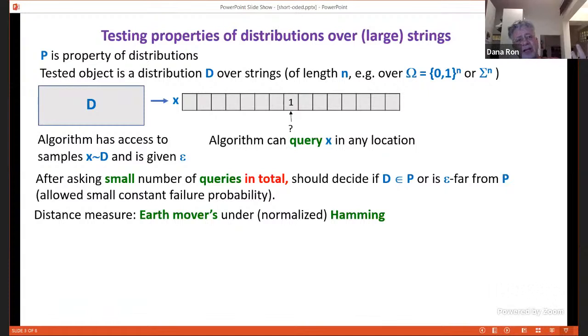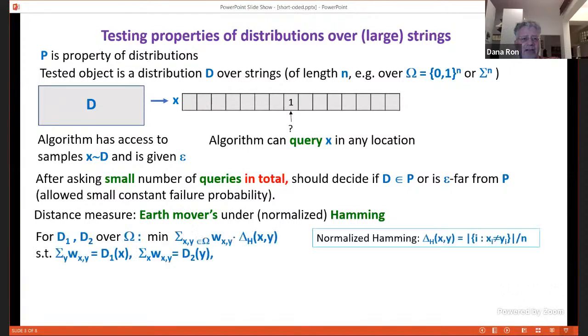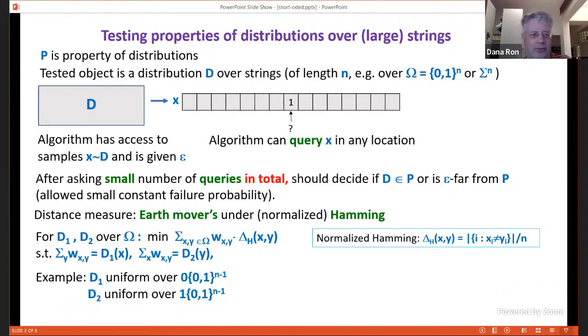So the thing that is natural here is to say that if you move some probability mass from one string to another string, you don't pay a unit cost like you would in the total variation distance, but rather you pay a cost which is proportional to the relative Hamming distance between the two strings. So this is really the earth mover distance under the normalized Hamming distance. And there is a formal definition here, and I don't want to go into it.